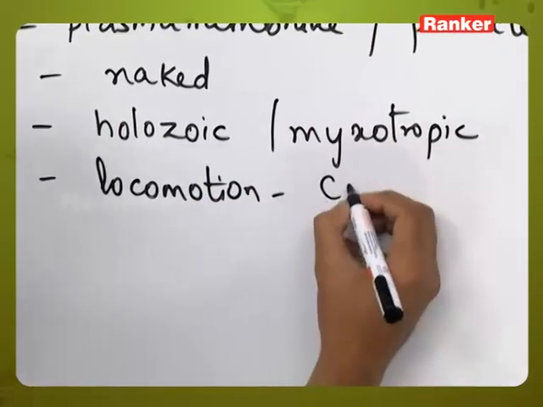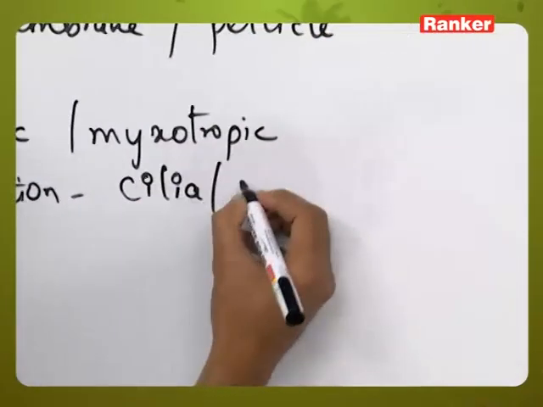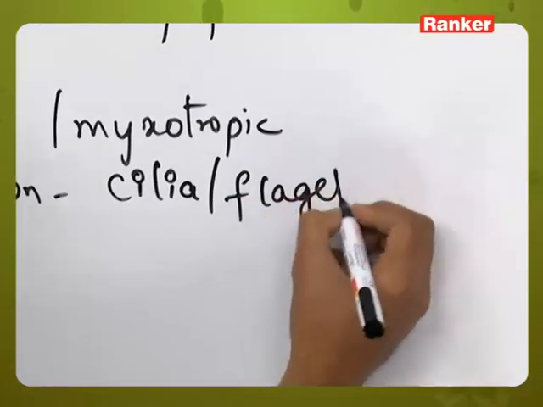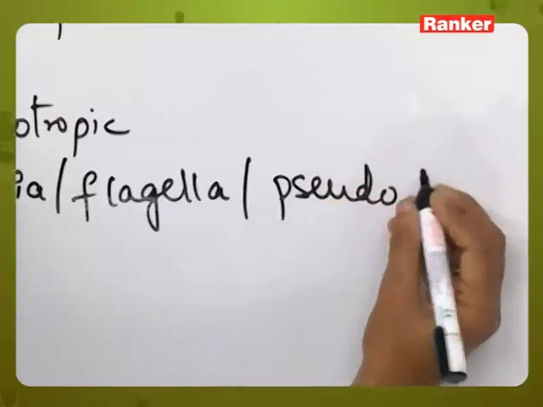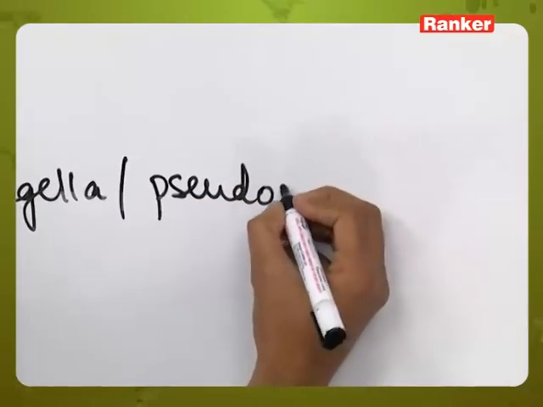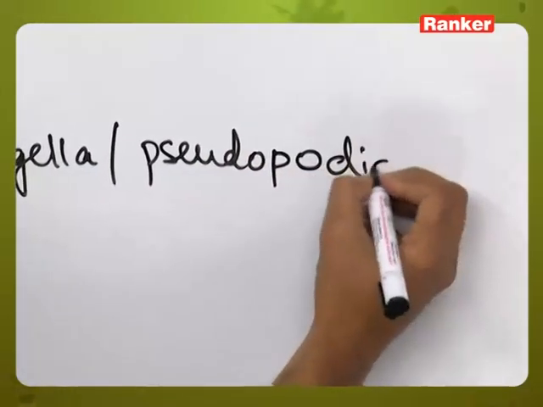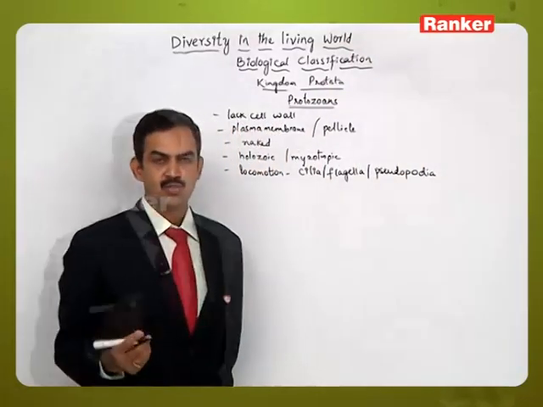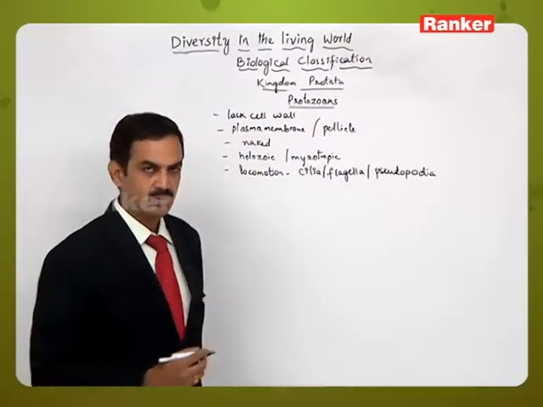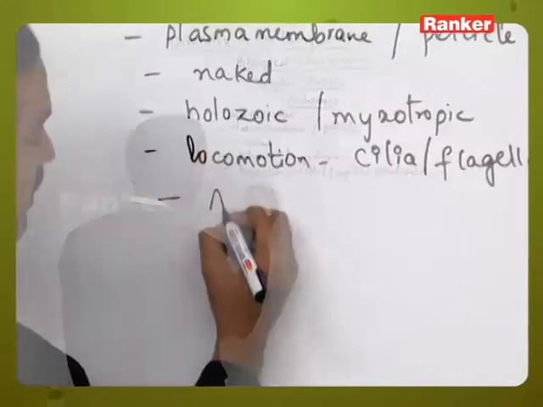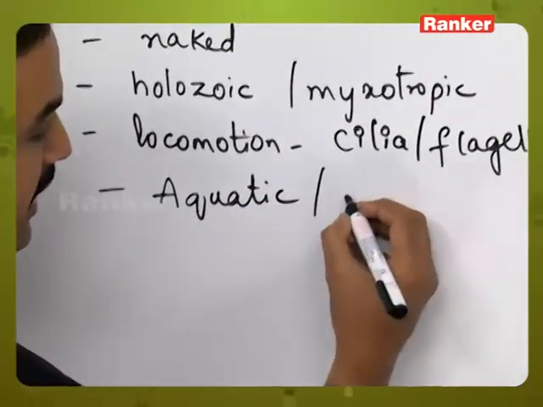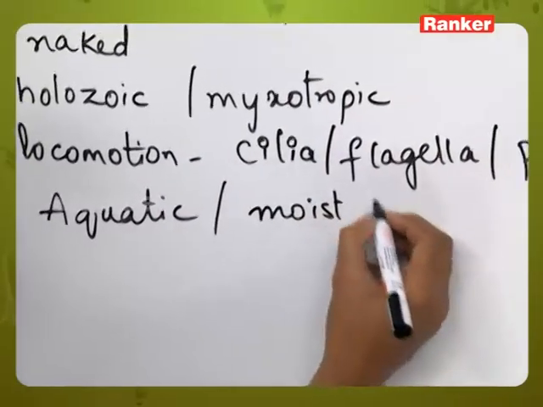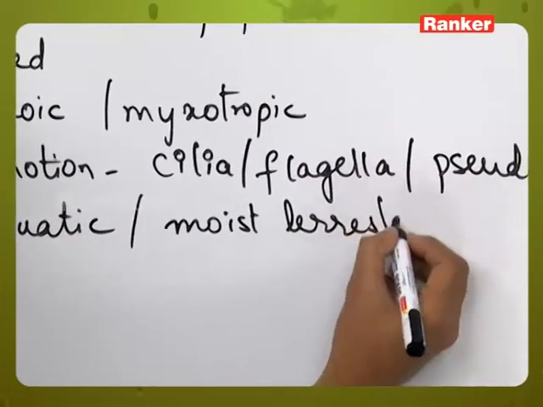Either they may show locomotion with the help of cilia, some will show movement with the help of flagella, or some will show movement with the help of false feet called pseudopodia. There is no exact restricted character related to that. And some of the protozoans are aquatic in nature, and some are growing in moist terrestrial habitats.